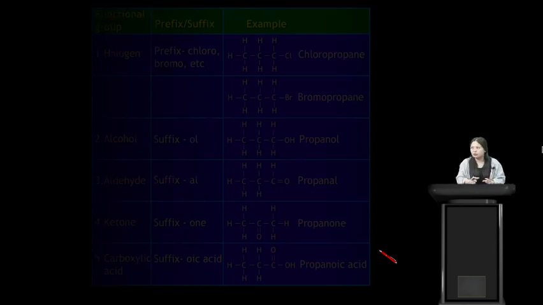Students, what I want you to do is remember the names of the different functional groups and remember the prefix or suffix that will be added to the name of the organic compound, depending on the functional group.